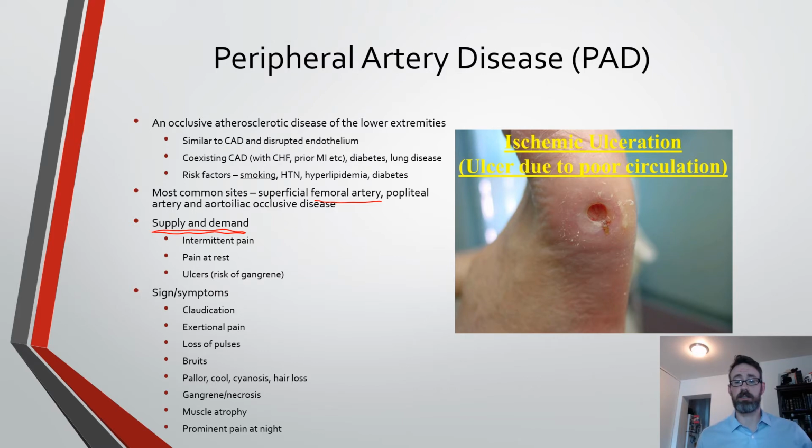Now, in terms of supply and demand, just like with angina or anginal pain, there can be intermittent pain. So, for example, the person's used to walking, let's say, 5 or 6 blocks every day, and they notice that as they're walking, by the time they reach the 5th or 6th block, their legs are starting to be in a lot of pain, and that's due to this buildup of ischemia. So there's a poor supply for that demand.